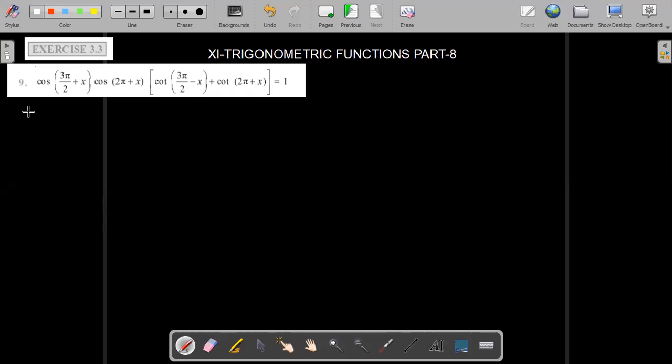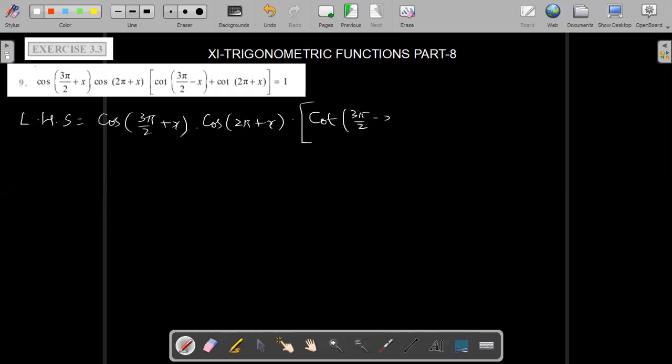Now we have left hand side as cos(3π/2 + x) into cos(2π, means 360, + x) multiply with cot(3π/2 − x) plus cot(2π + x). This is our left hand side.